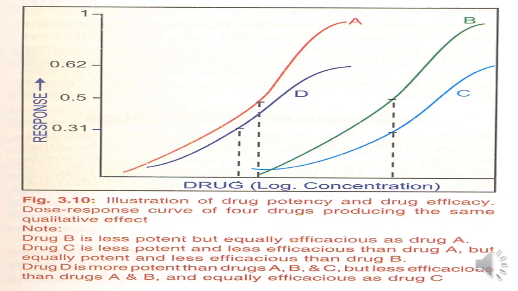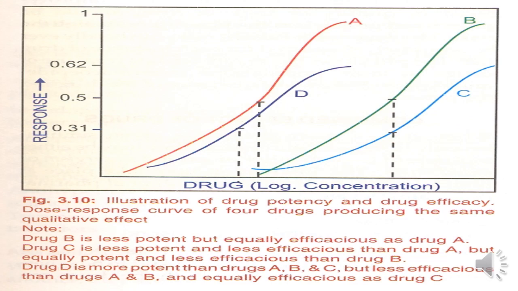A drug which is potent has started giving effect at 0.5 milligram, and the other drug is giving its effect at 1 milligram. So we will say that the drug giving effect at a low dose, that is 0.5 milligram, is more potent. So drug A is more potent than B. But what we see is that the maximum effect of both drugs is the same. So they are of equal efficacy but different potency, and A is more potent.